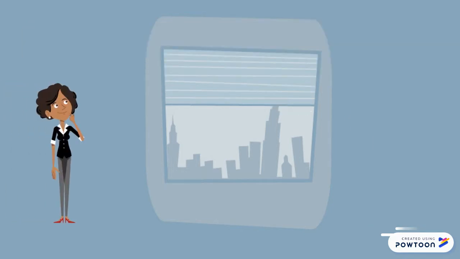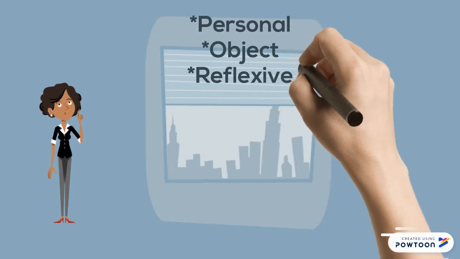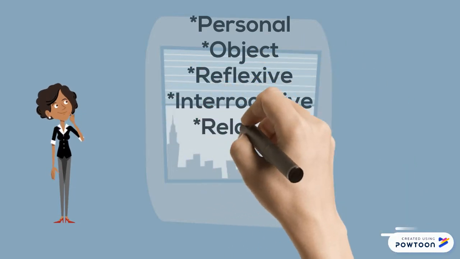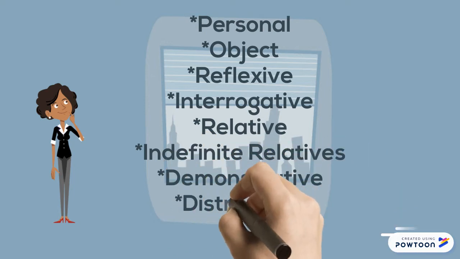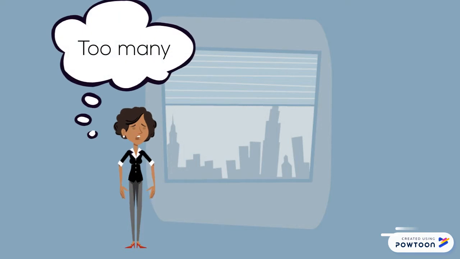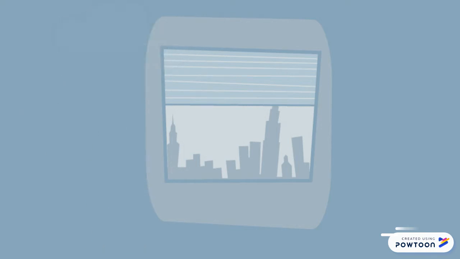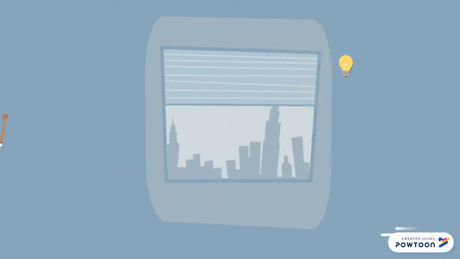First, we will start by naming the categories we are going to analyze in this series of videos. Here we have personal, object, reflexive, interrogative, relative, indefinite relatives, demonstrative, distributive, and indefinite pronouns in English and Spanish. It might be hard to understand at once how extensive pronouns are, but explaining little by little, we will understand that pronouns are not so hard.